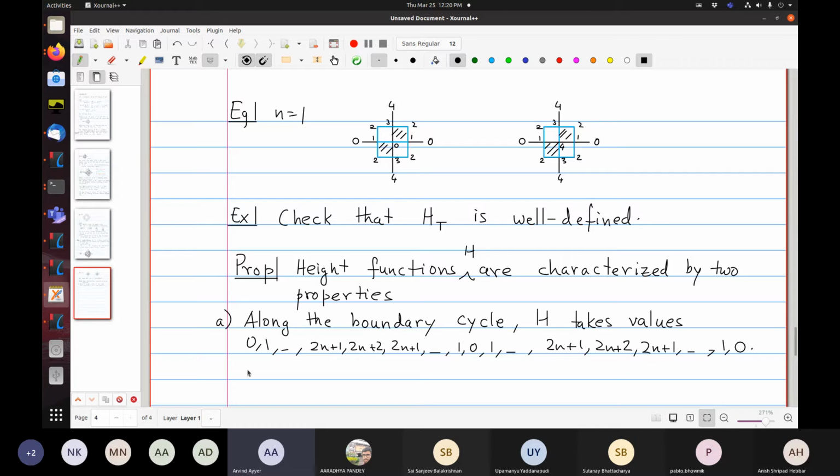Okay, starting from minus n minus 1. Okay, it doesn't matter which one. So this is what we saw.